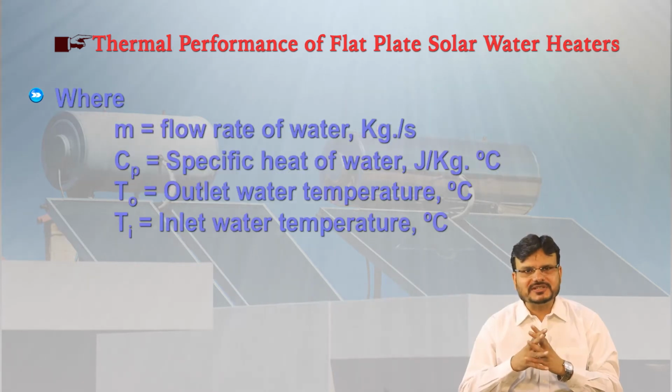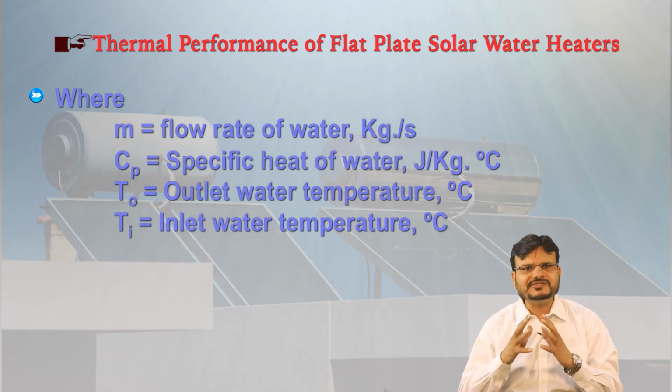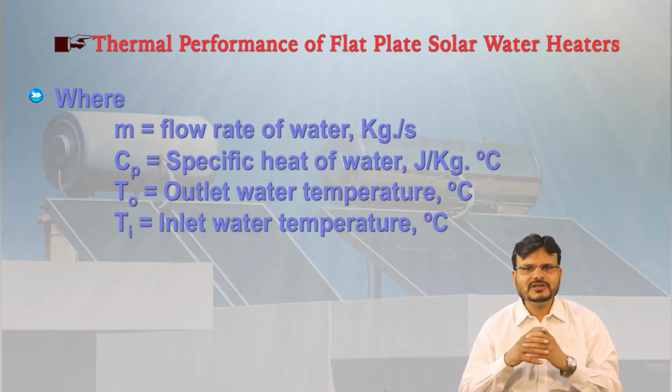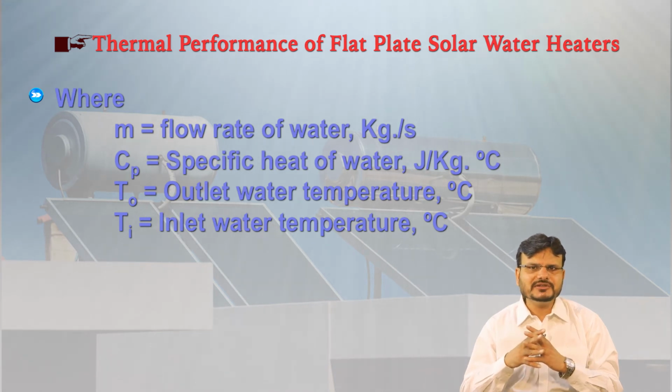In the previous equation, different terms were used like m, Cp, To and Ti. So here, what is m? m is the mass flow rate of water, which is denoted in kilogram per second, and Cp is the specific heat of water, which is denoted as joule per kilogram degree centigrade, and To is, as I already told you, the outlet water temperature, measured in degree centigrade, and Ti is the inlet water temperature, which is also measured in degree centigrade.